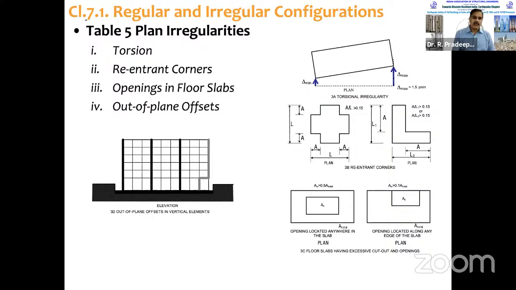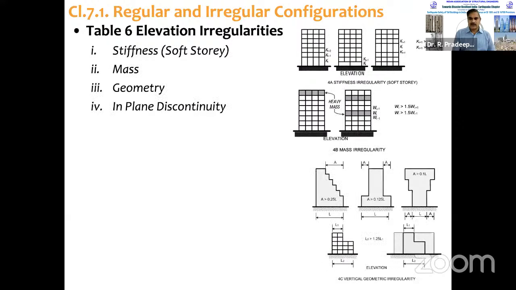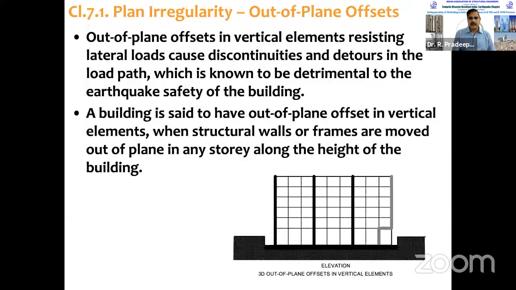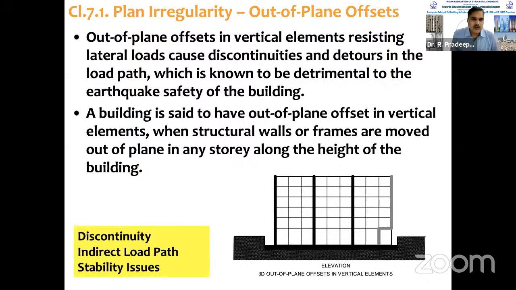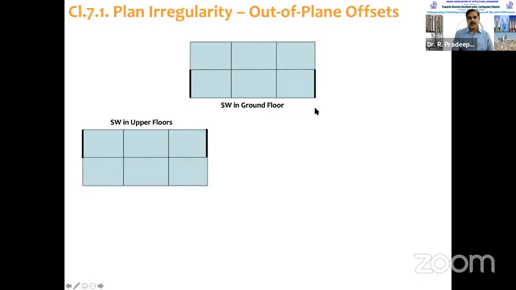Then out of plane offsets. This I will discuss in detail, and non-parallel frames. Okay. So like soft story, I'm just skipping these things. So out of plane offsets, you can look at this. Here, shear wall is provided in ground floor. You can see the dark one, this shear wall. Shear wall is provided in ground floor, but in upper floor, the shear wall is in another bay. So this is what is out of plane offset.